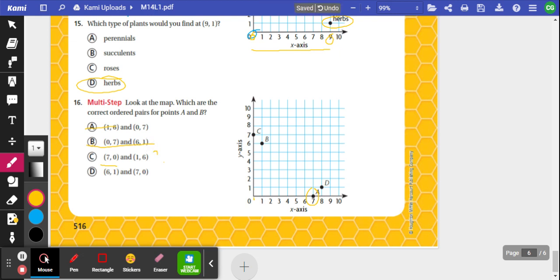And then let me take a look at B. B's right there. Start at the point of origin. I'm moving over 1 and then going up 6. So the correct answer is C.